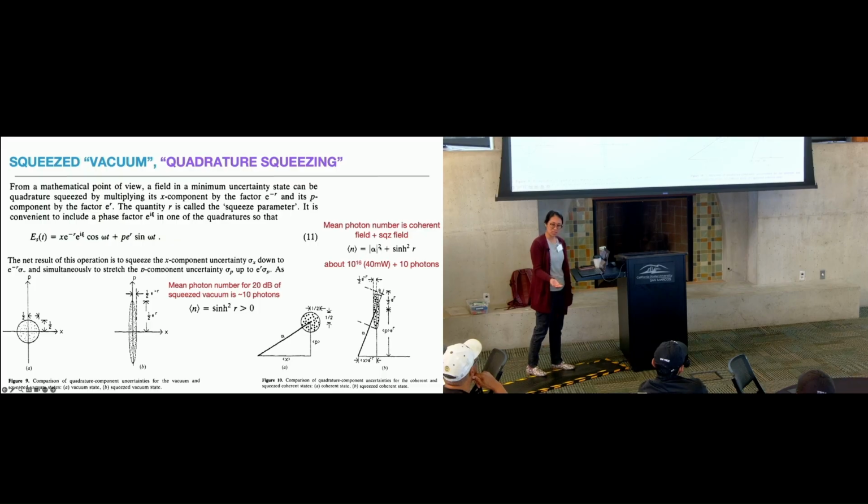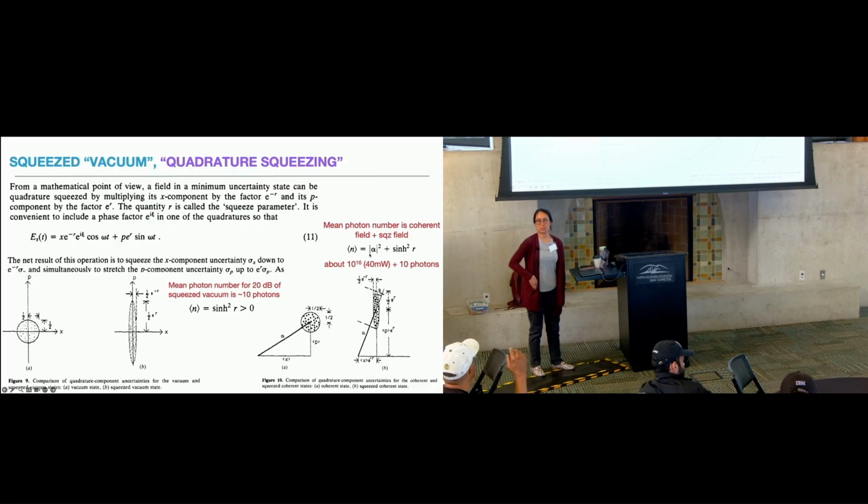You have the typical photon number for a coherent state, alpha, plus the number of photons in the dark field, sinh squared of the squeeze factor. And for about 40 milliwatts of laser power, which is what we detect right now, there's about 10 to the 16 photons in that field, if you just work out the math. And what we're doing is injecting an additional 10 correlated photons. That's about 5 photon pairs that are correlated. And that is how we are changing the noise properties of our measurement of this 40 milliwatts.